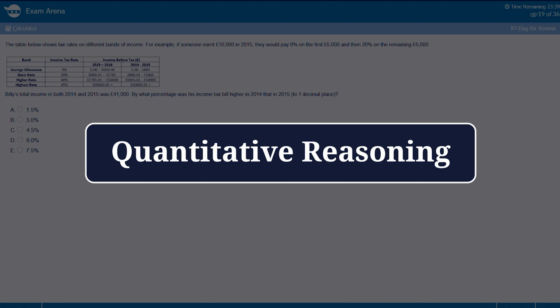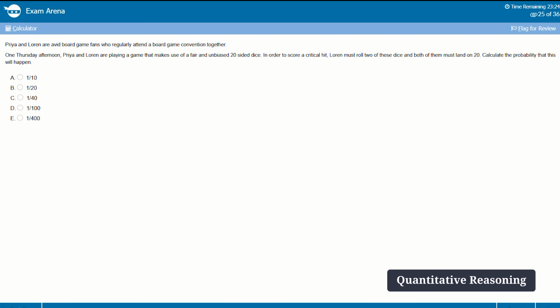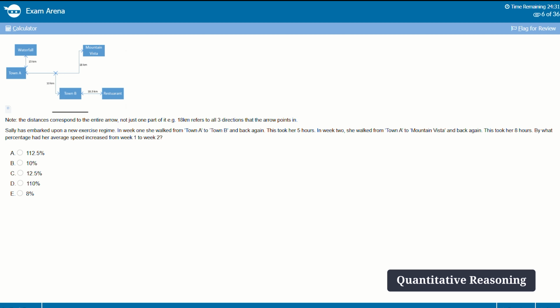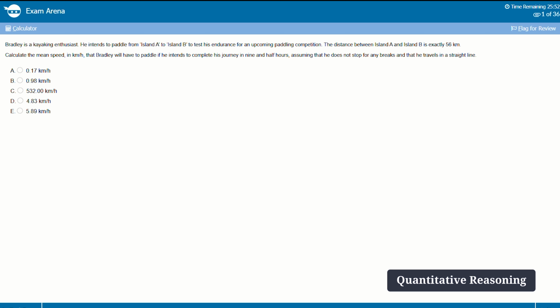Next, we have quantitative reasoning. 36 questions in 25 minutes. That's about 40 seconds per question. This section tests your ability to interpret numerical data and perform calculations. You'll see tables, charts, and graphs, and you'll need to extract the right information and work through the maths.